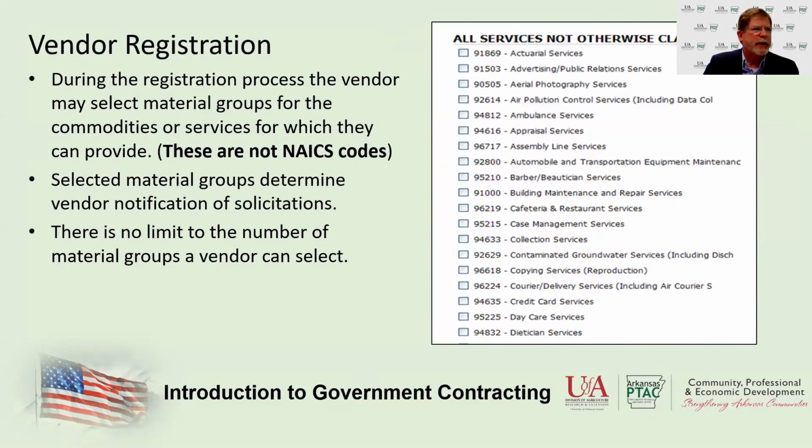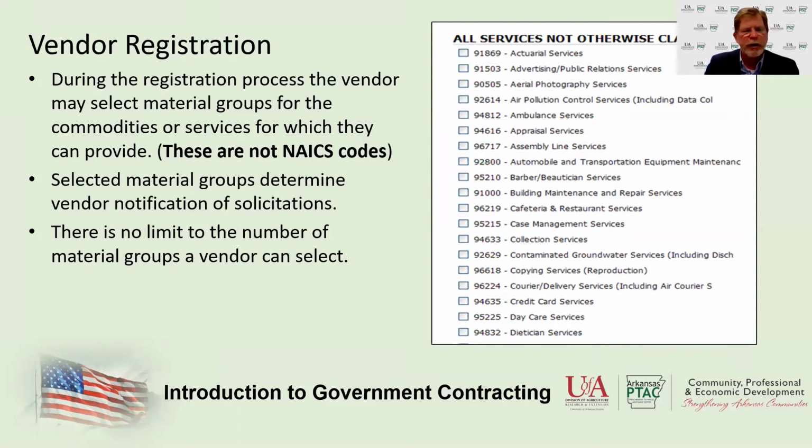But that's the state. And one of the things that's kind of unusual about the state, because nothing's ever easy, is that the state doesn't use the North American Industry Classification System codes, the NAICS. They use material group numbers. So when you go into the system to register, it won't be set up on a NAICS system. It will be on a 5-digit system, just like some of the other systems. Then you're going to choose material groups, services, and identify those as what you do or what you can do. And then you select those material groups.